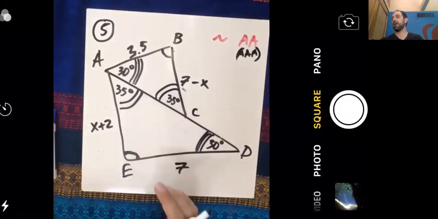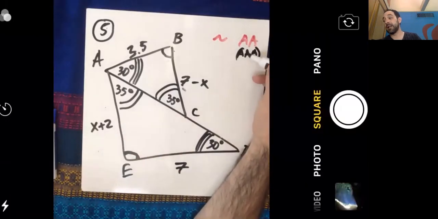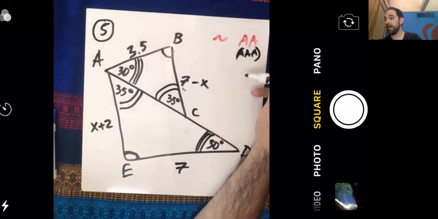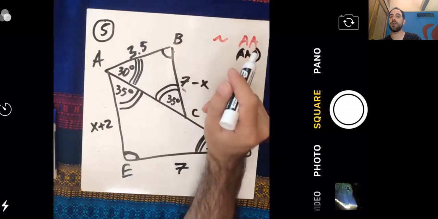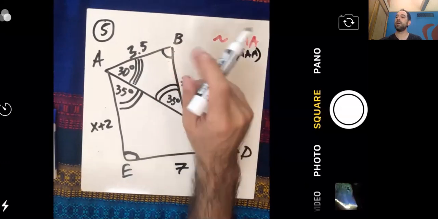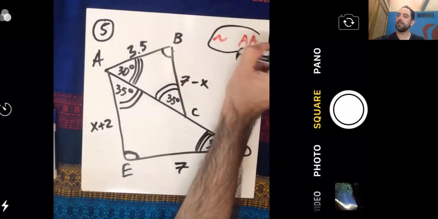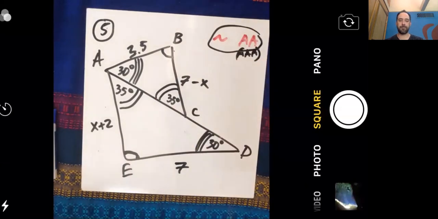Okay, we're back. All right, angle, angle is angle, angle, angle, because remember, there's three angles in a triangle. So if two are in common, the third must also be congruent to the other triangle. So we know that, yes, these are similar by angle, angle, so we can do what we did before.